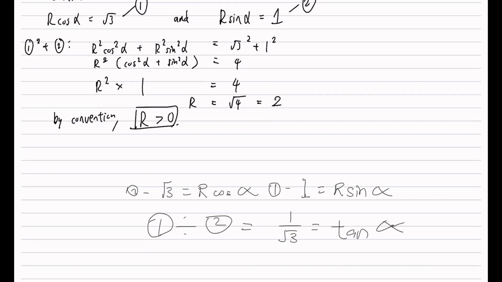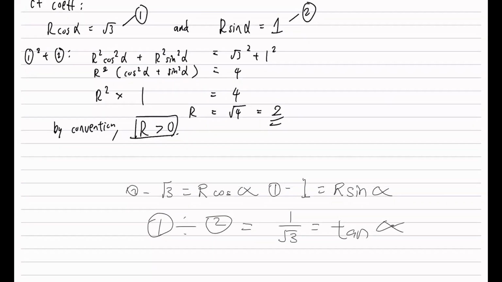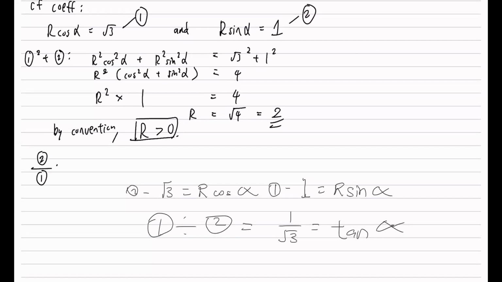Just keep it positive. The positive 2 will work; we don't need negative 2. Then the next thing to do is to take the number 2 divided by number 1, exactly what you did, which is r sine alpha over r cos alpha on the left-hand side. Then on the right-hand side, it will be 1 over square root 3.